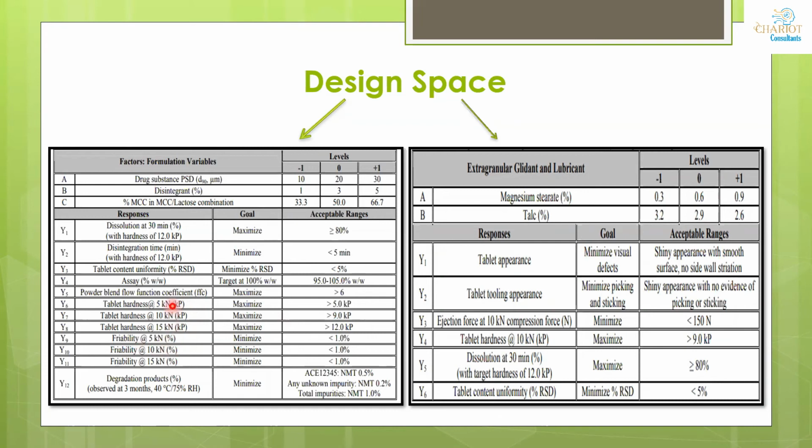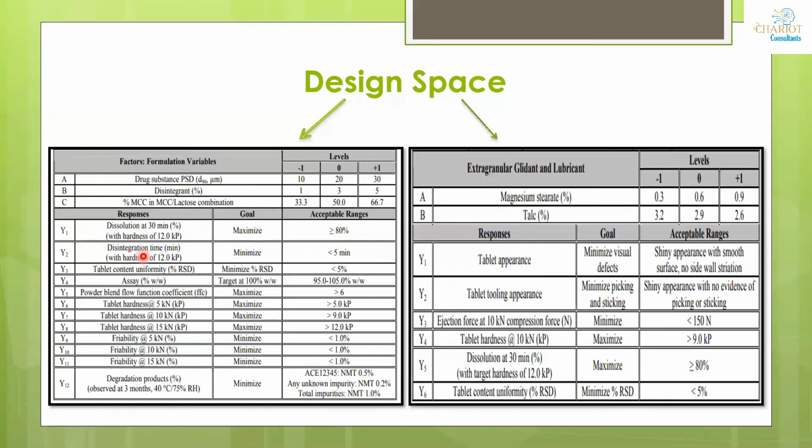Whenever you are putting some kind of pressure on your machine, what hardness are you getting? Then what is the friability that you are getting at a particular pressure? When you are applying a pressure on your machine, what friability are you getting? So these are the goals. If you talk about dissolution, your goal will be maximum. You want maximum dissolution in 30 minutes.